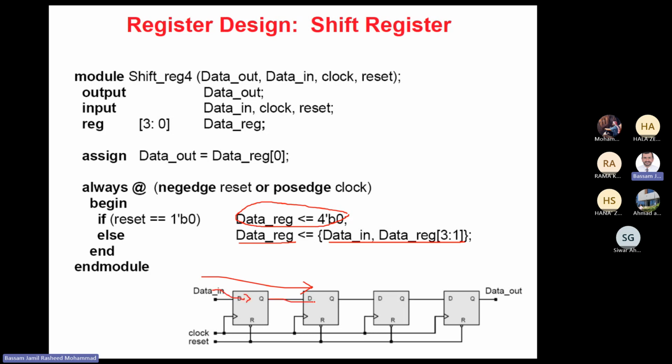This q will get in here, this q will get in here, and this q will get in here, and the data out leaves. I'm sorry, this q will leave to data out. So you can see that this data out equals... I think the enumeration is bit 0, bit 1, bit 2, and bit 3.